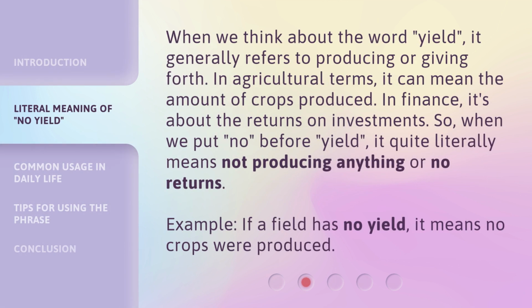When we think about the word yield, it generally refers to producing or giving forth. In agricultural terms, it can mean the amount of crops produced. In finance, it's about the returns on investments. So, when we put no before yield, it quite literally means not producing anything or no returns. Example, if a field has no yield, it means no crops were produced.